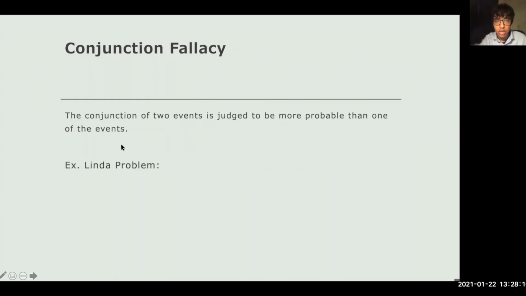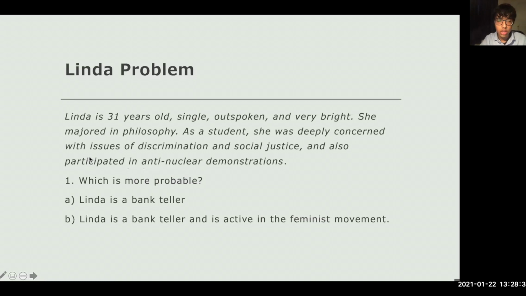All right. The conjunction fallacy. So the conjunction fallacy is when the conjunction of two events is judged to be more probable than one of the events alone. This is a bit more complicated, and an example of that is the Linda problem. Linda is 31 years old, single, outspoken, and very bright. She majored in philosophy. As a student, she was deeply concerned with issues of discrimination and social justice, and also participated in anti-nuclear demonstrations.